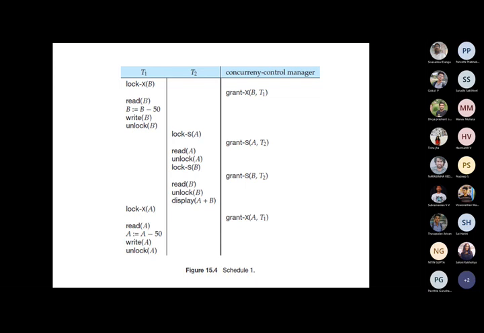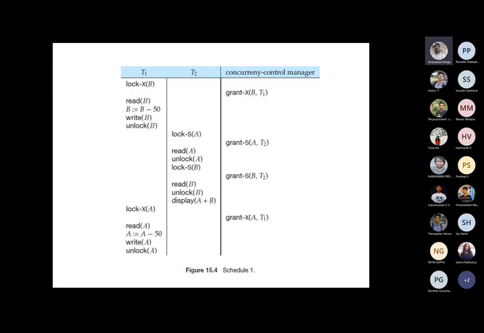When it reads A, it will be 100 only, and then it will again ask for a lock for B, and then it will read B and unlock B, and it is going to display A plus B. So A plus B will be 150 plus 100, which is 250. And after that, T1 requests a lock and it will read, and A will be 150 minus 50, which is 100.